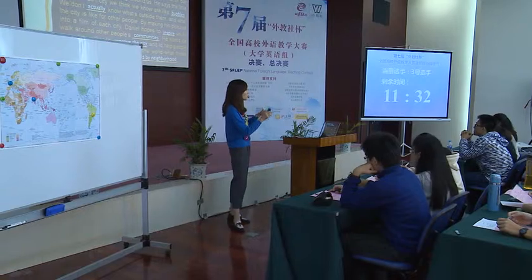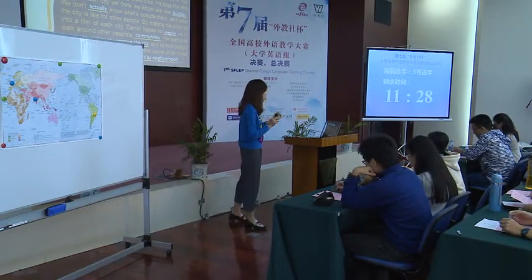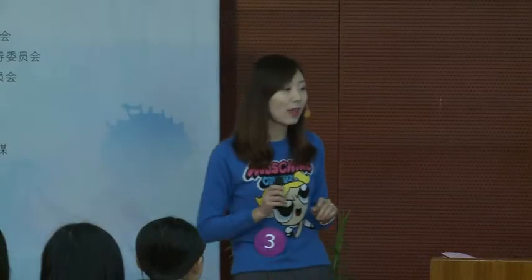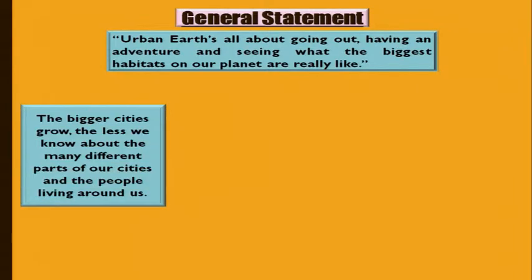As you can see, the first sentence is said by Daniel himself, right, with the quotation marks. And actually, it serves as a function of general statement. Then it talks about the bigger cities grow, the less we know about the cities and people around us. Can you tell me what is it for this part? It is, the word starts with P. It's a problem. It's a problem. Why is it a problem?